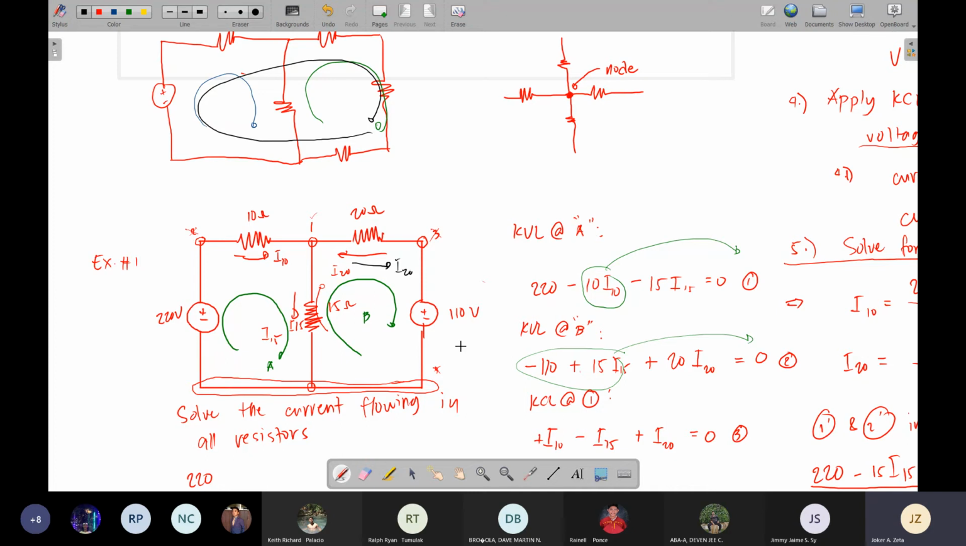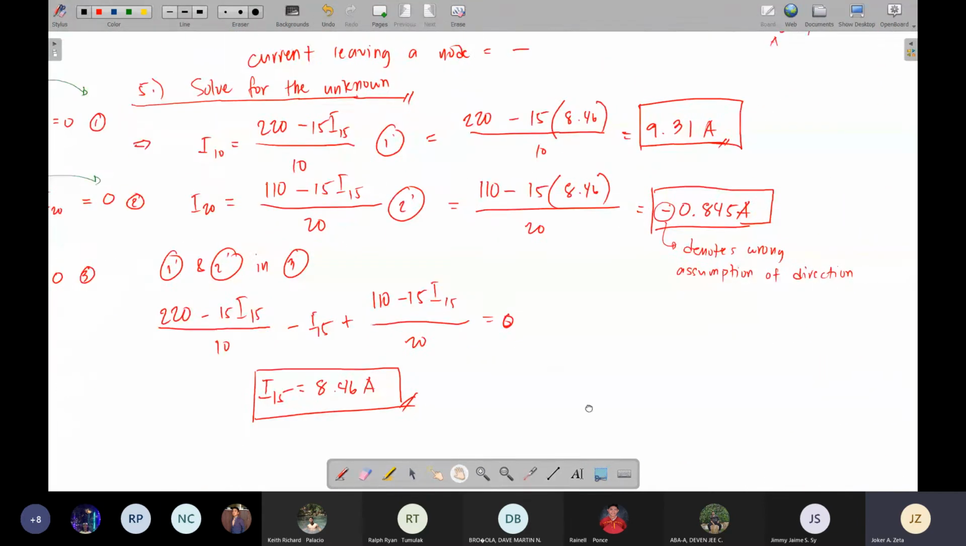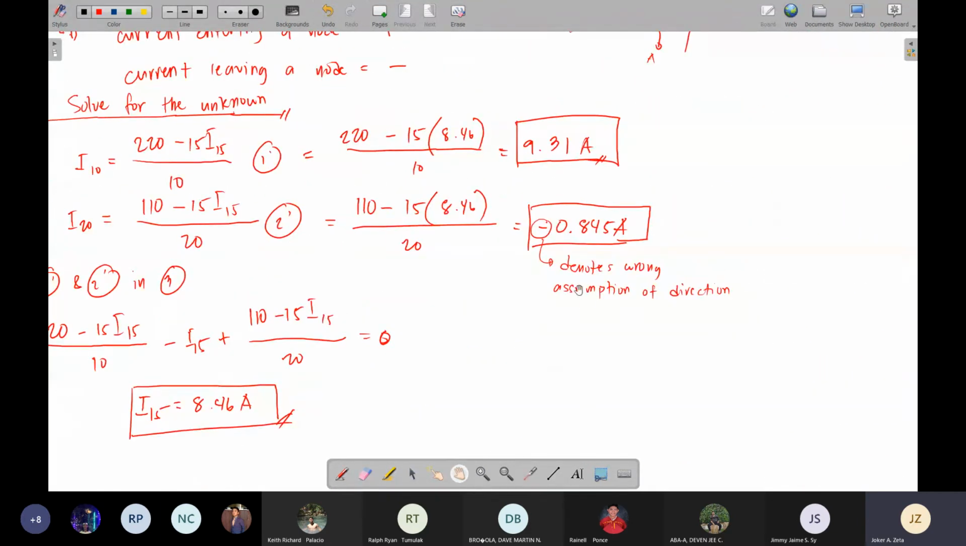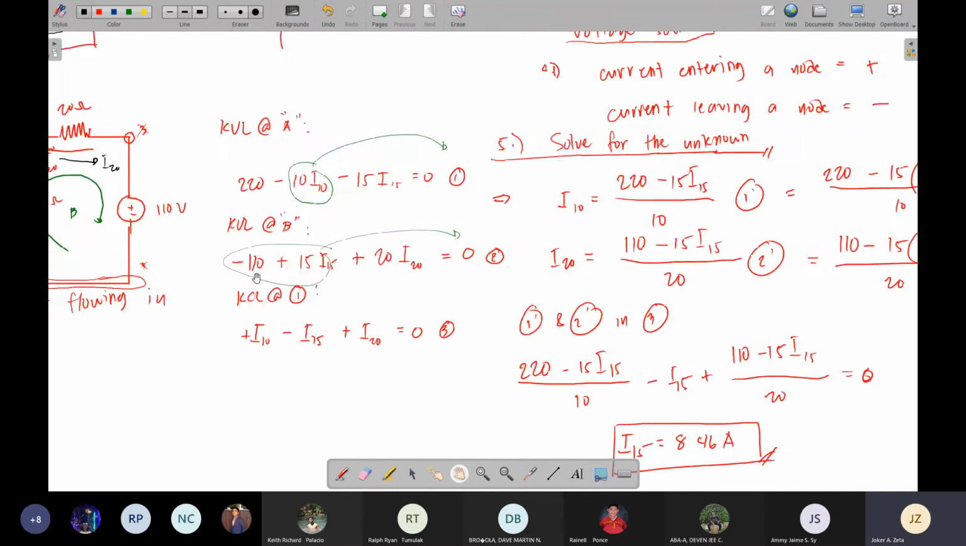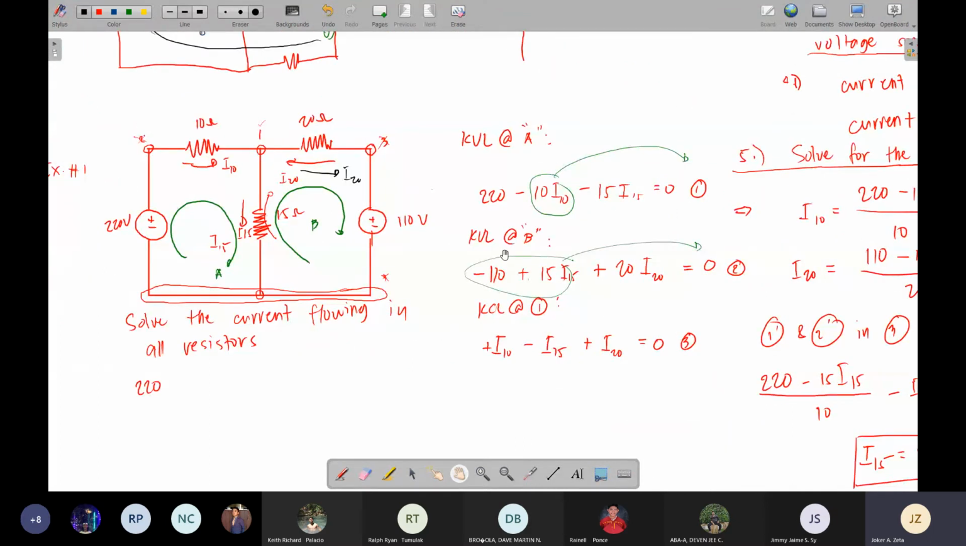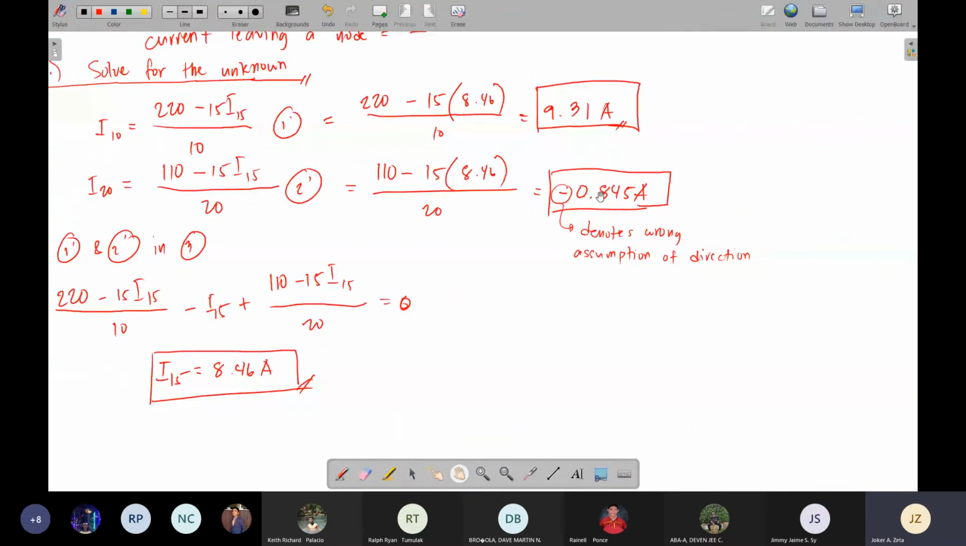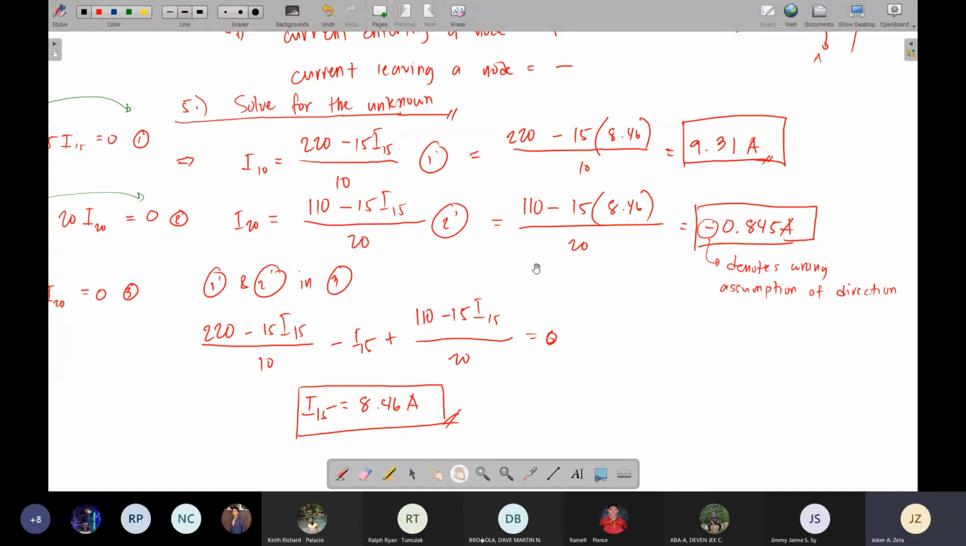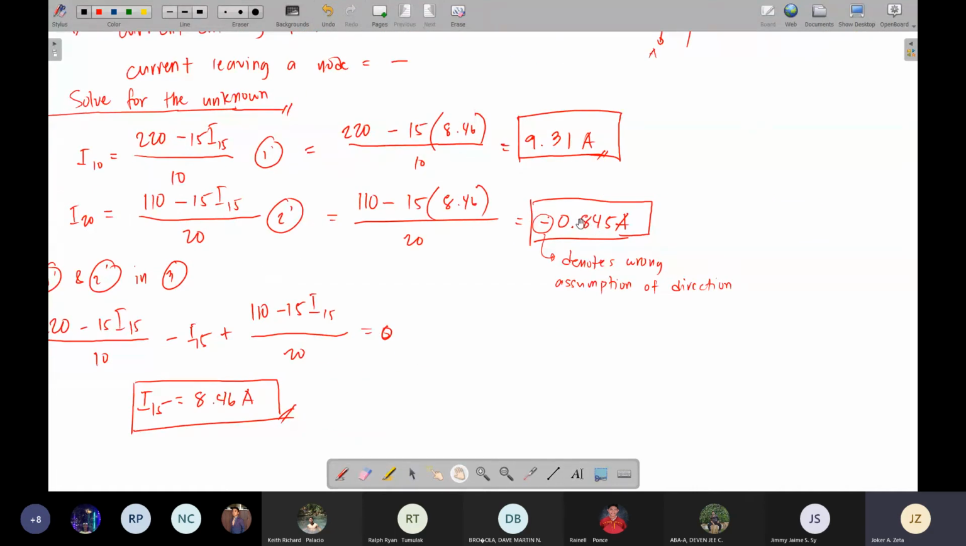Now, no need to solve again. Yes, it is negative, which just denotes that you made a wrong assumption of direction, but don't worry, the numerical value is correct. If you solve again using I20 going to the right, you will arrive at the same answer 0.845, but positive. So again, you don't have to worry about the negative. As long as your solution is correct, your numerical answer is correct.